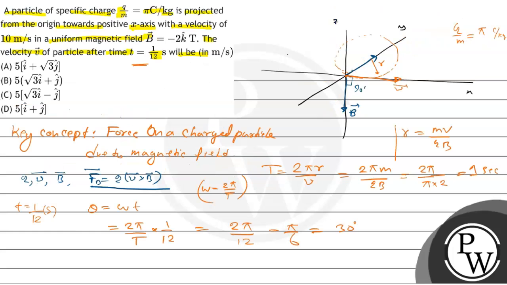So that our answer is D, that is 5 root 3 i cap plus j cap, right?